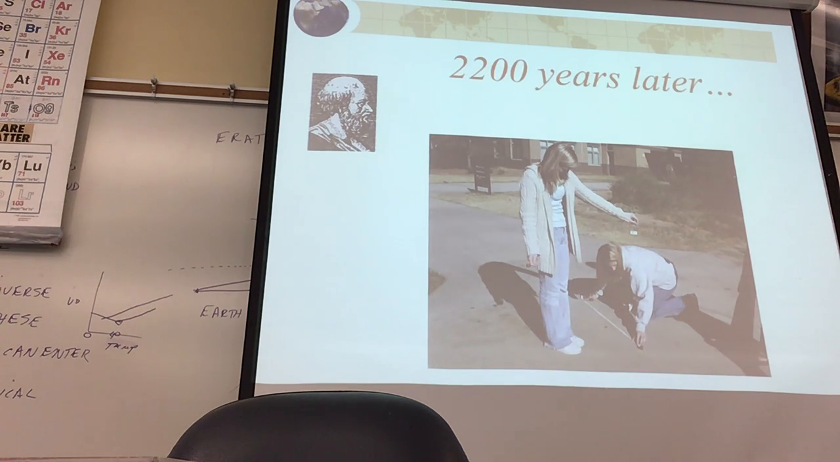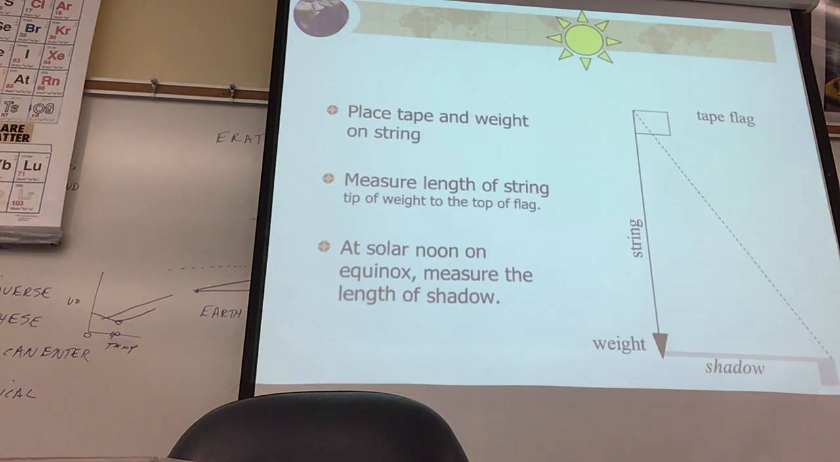Each year, on or around the autumnal equinox, my students repeat Eratosthenes' experiment. Rather than placing a pole in the ground and trying to get it perfectly perpendicular with the surface of the Earth, we simply tie a weight onto a string. On the top of that string, we construct a flag out of tape. Then measure the length of this string from the tip of the weight to the top of the flag.